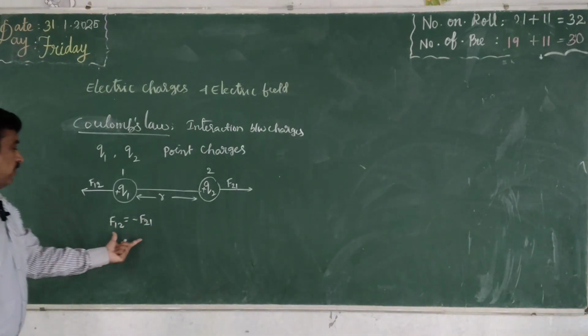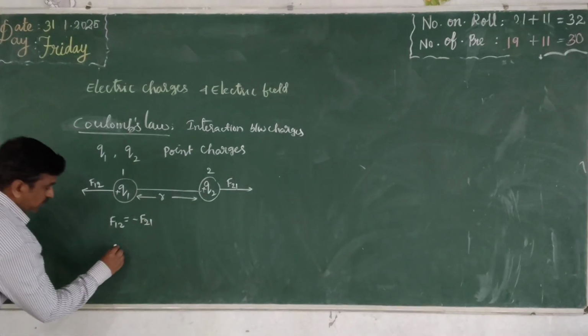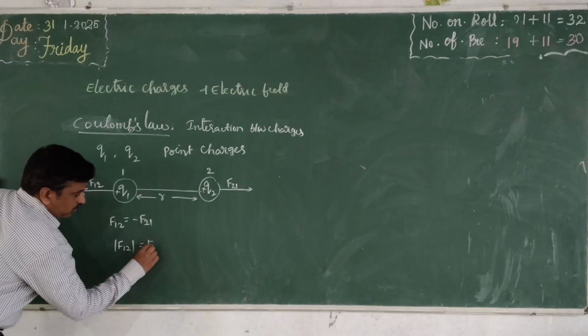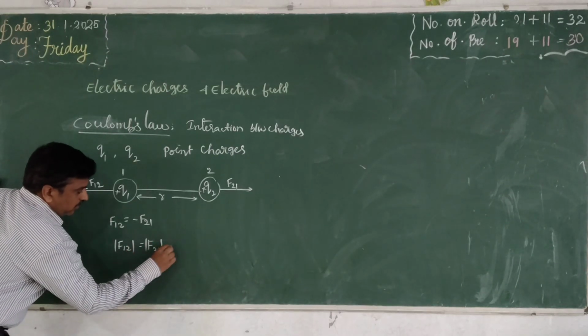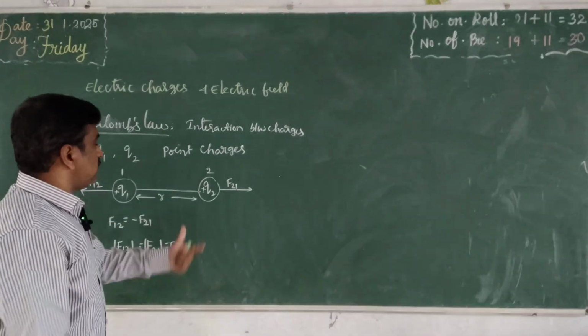Why are we writing minus here? Both are in opposite direction. But their magnitudes are equal, F12 equals F21, which we can write as F. So both magnitudes are the same but opposite in direction.